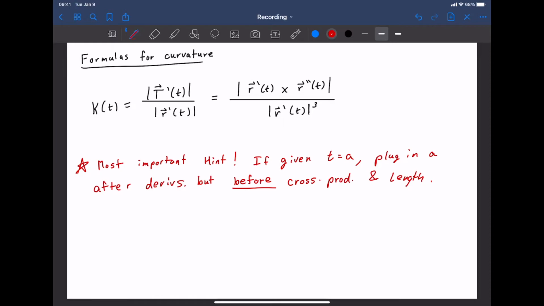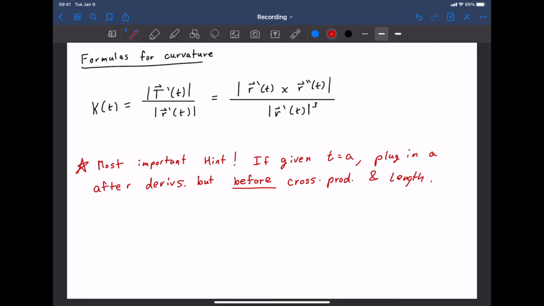These formulas are obviously going to be really complex. Cross product is a pretty complicated thing to do. Length has a lot of square roots and squaring in it. You want to deal with numbers as much as possible when you're trying to do something as complicated as curvature. That's my main bit of advice for you.